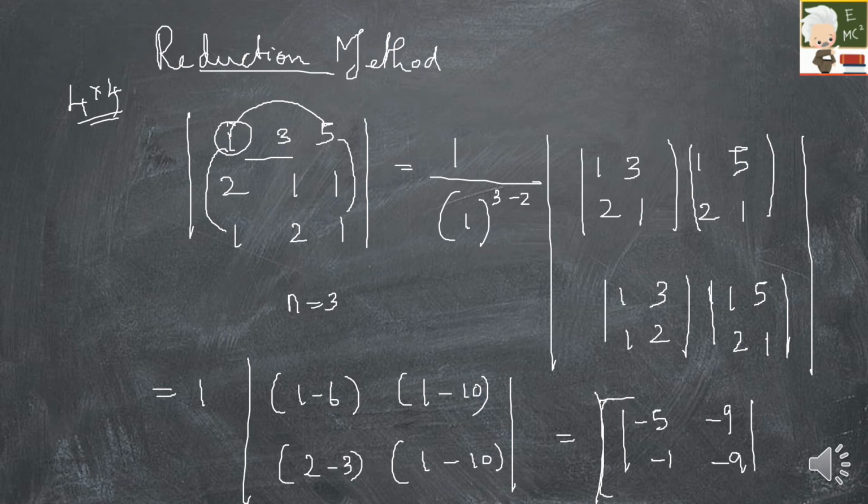Now you have to find the determinant of this. If you are finding the determinant, it will be -5 into -9, which is 45, and then -1 into -9, so it is +9, so minus 9. Finally you will have 36. So this is your answer, right? Hope you got this. Let me do one more.